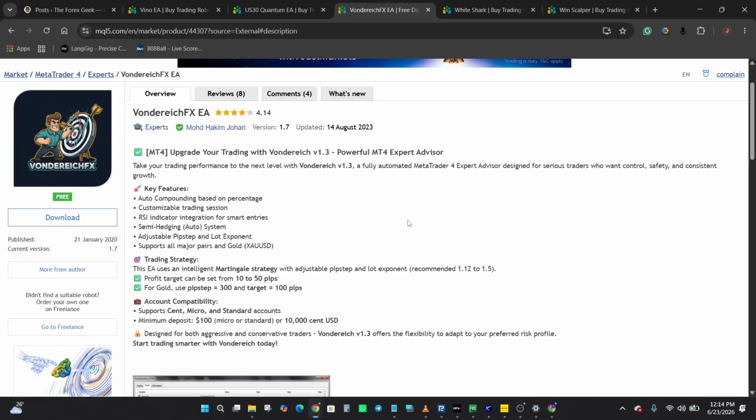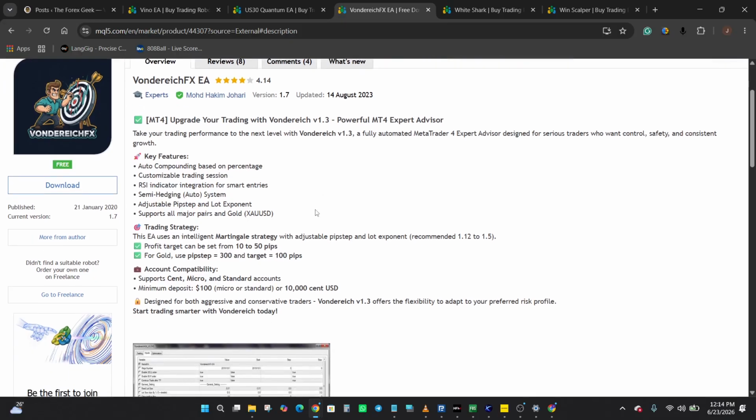As we continue through the feature list, we can see adjustable pip step and lot exponent settings. These are particularly important because the developer specifically states that the EA uses a Martingale trading strategy. The ability to adjust these values gives traders control over how the strategy scales positions over time. The recommended lot exponent range provided by the developer is between 1.12 and 1.5. The EA also supports all major currency pairs as well as gold or XAU-USD.